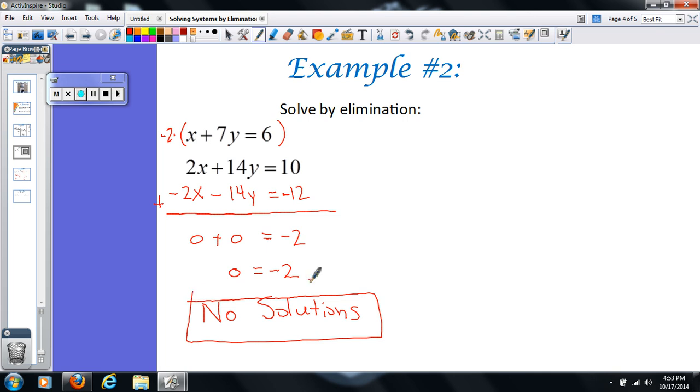Now, if we had been able to find a value for x here or y, whichever one, then we would have substituted it back in and we would have found the value for the other one, just like we did in example number 3. Okay?